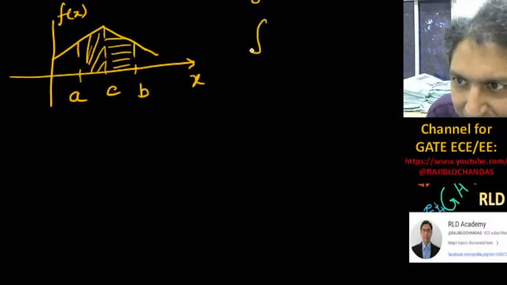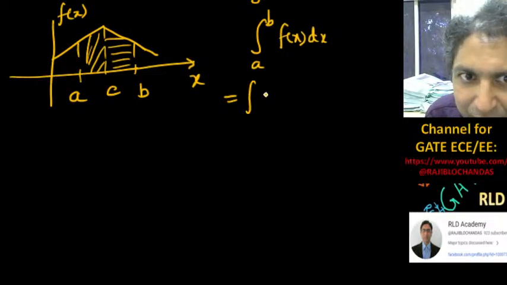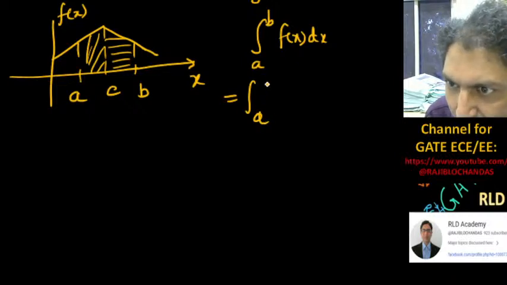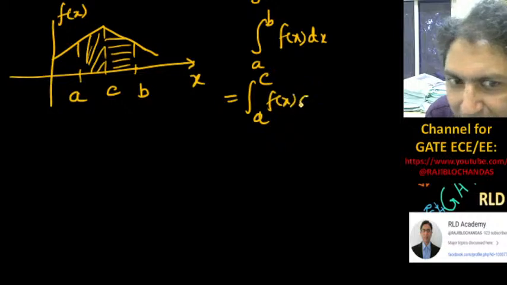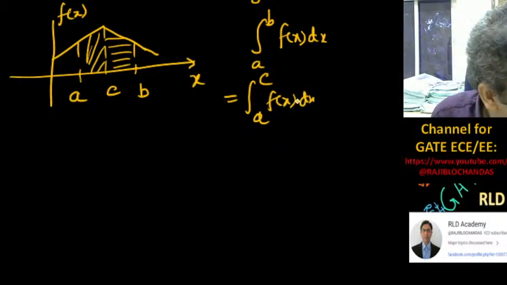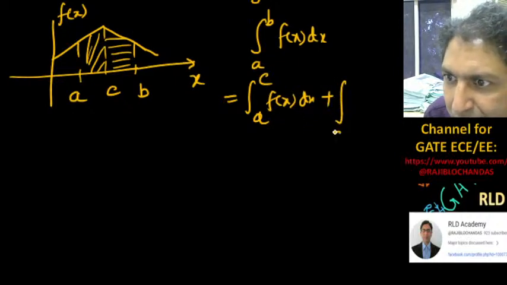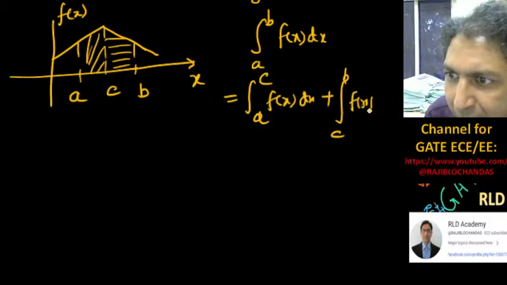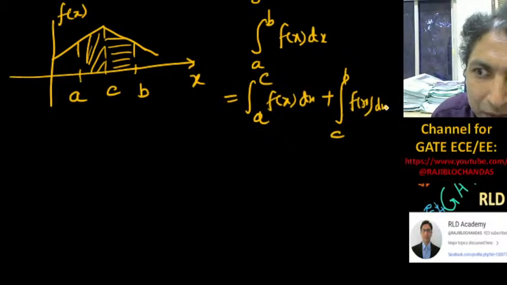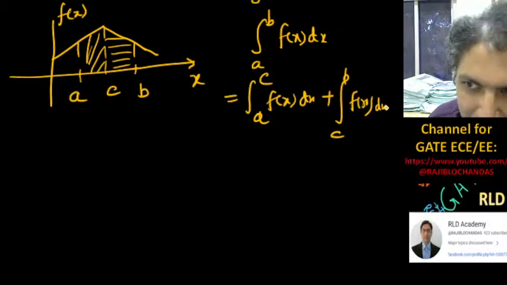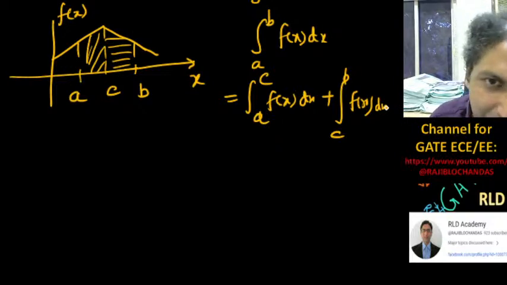So the integral a to b f of x dx we can compute easily if I consider a to c, f of x dx, plus c to b, f of x dx. Clear? So if the function is defined piecewise, then it is useful. That kind of function we will get normally.